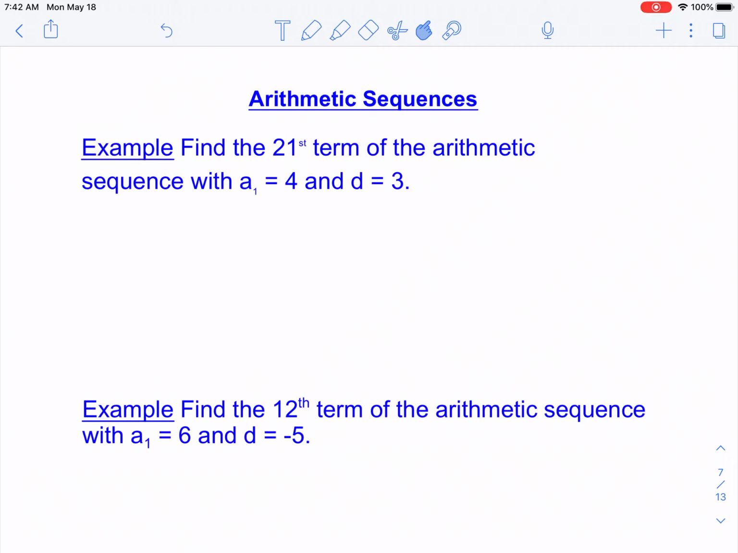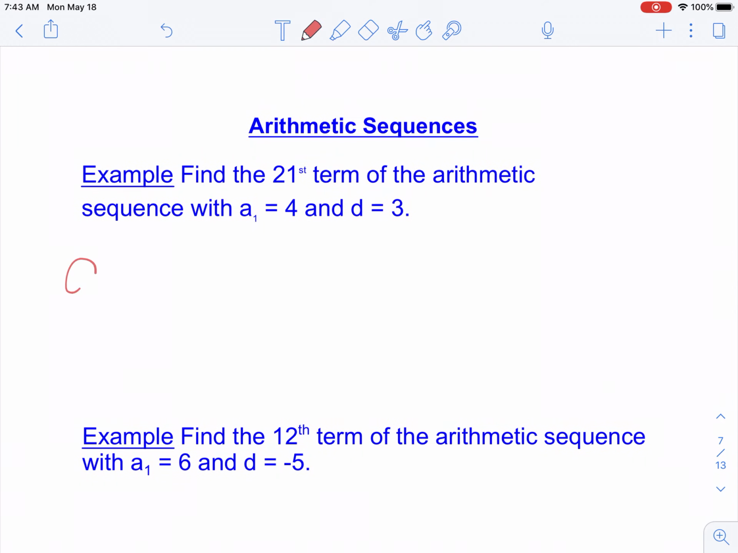Okay, example: find the 21st term of the arithmetic sequence when a1 equals 4 and d equals 3. So instead of writing out all 21 terms, we'll do this way easier. If we want to know the 21st term, a21, that's going to equal the first term, which is a1, and we know a1 is equal to 4, plus n minus 1. So n in this case is 21. So 21 minus 1 times the common difference.